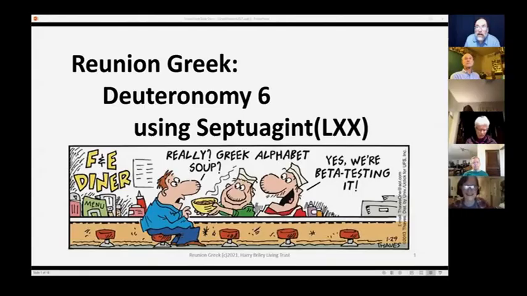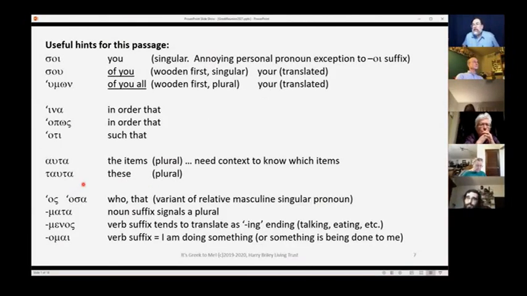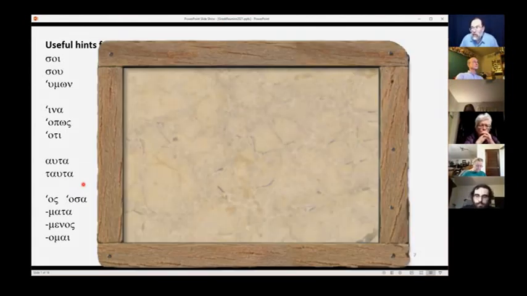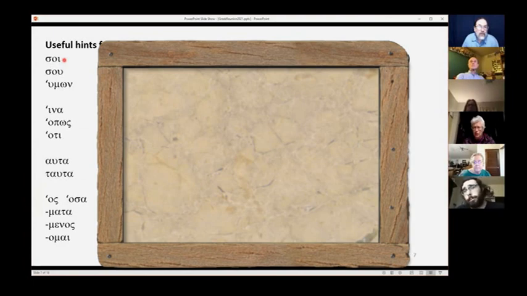So we're going to go into a passage in the Septuagint out of Deuteronomy. It's a very common passage that most people know, and I picked it because it has words that we have a fighting chance of solving. For this particular passage, here are some helpful words. Soy.